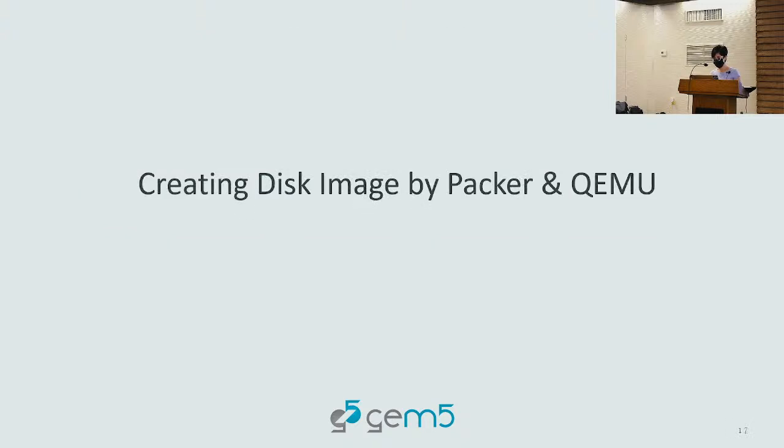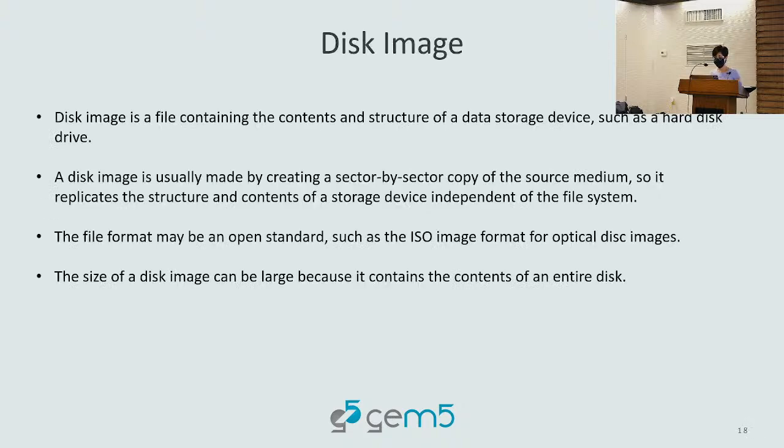Okay. Let's see how we can make a disk image by Packer and QEMU. First, let's define the disk image once more. A disk image is actually a file that contains the content and the structure of a data storage device, such as a hard disk, SSD, whatever that you have. A disk image is usually made by creating a sector-by-sector copy of your source medium. For example, and it can replicate the structure and the content of your storage device independent from the file system.